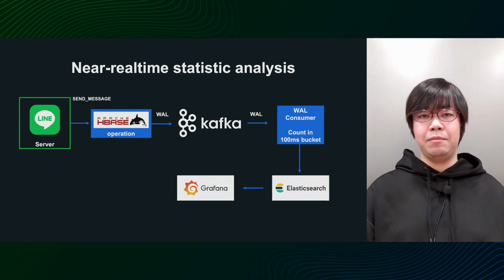For the metrics of the message count, we utilize the pipeline. When a user sends a message, the application server stores the event send message in the HBase operation table. HBase operation table is sent to Kafka and we run the consumer, which counts the number of sent messages. Based on the timestamp of the sent message, this consumer counts the number of messages in the bucket of 100 milliseconds. The number is then sent to Elasticsearch, and we visualize it in Grafana.